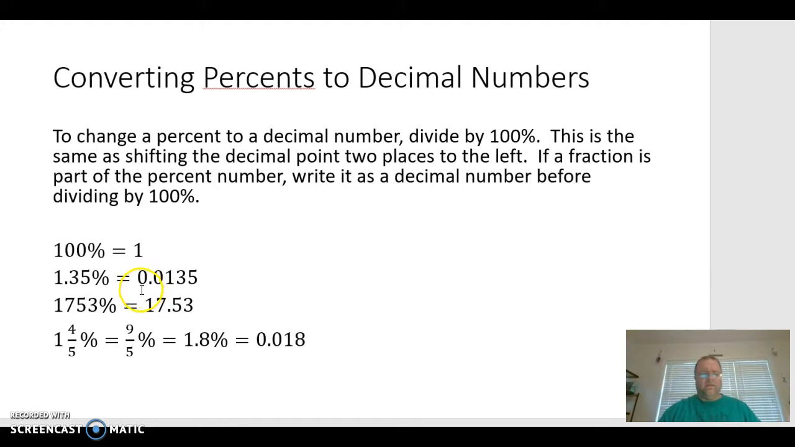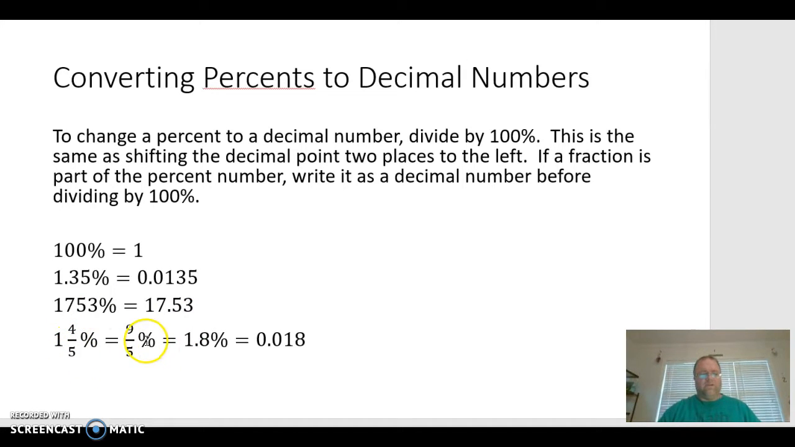And remember, we usually put a 0 in front of the decimal point if there's nothing there. Sometimes they do it, sometimes they don't. But for this class, we'll put the 0 there. 1,753%, we just move the decimal place 2 to the left. We get 17.53.